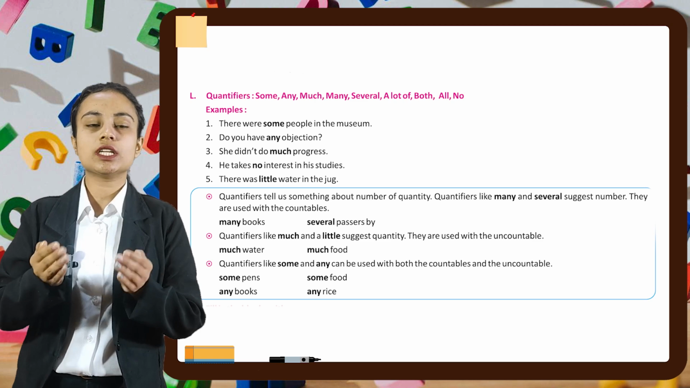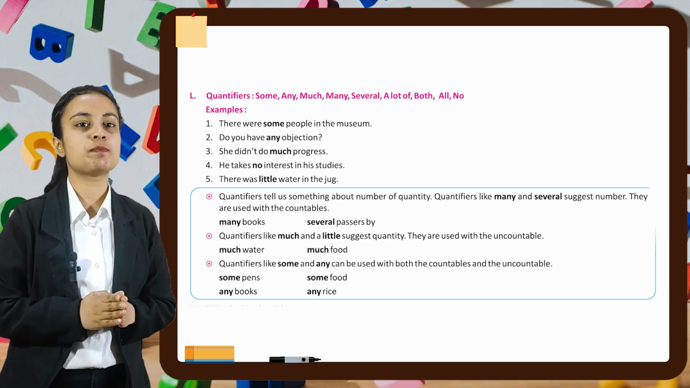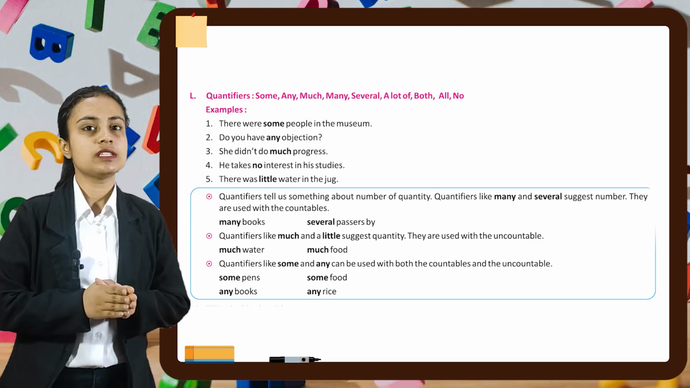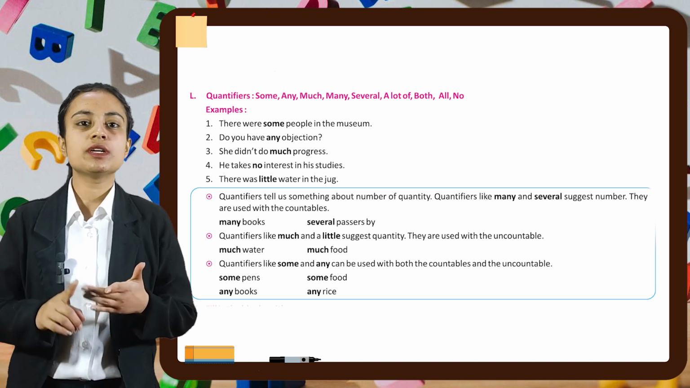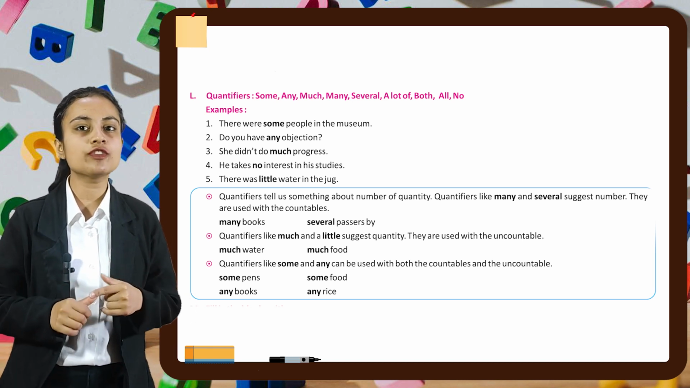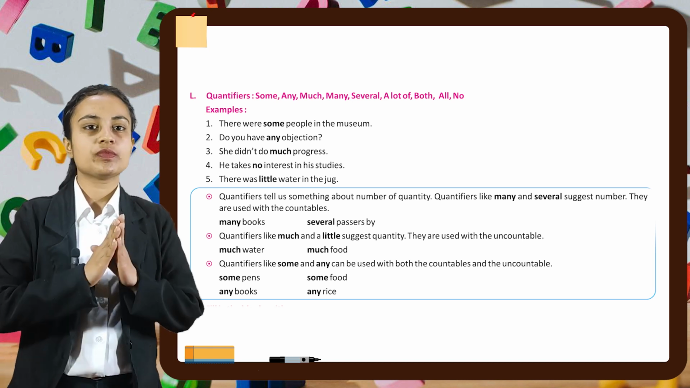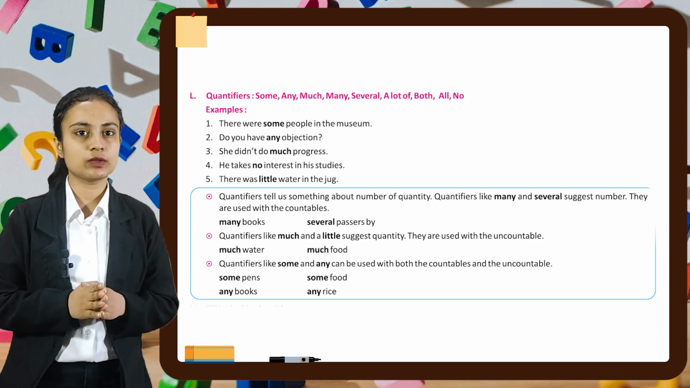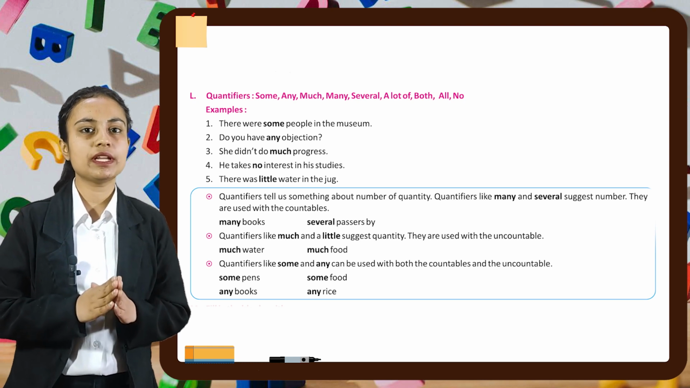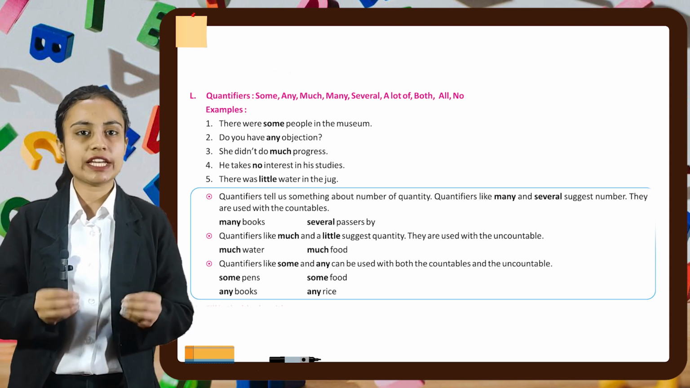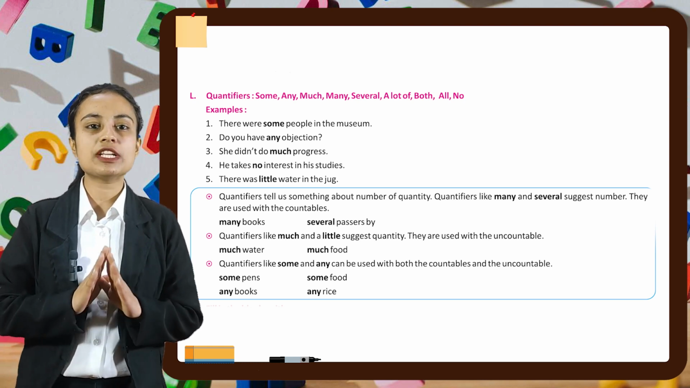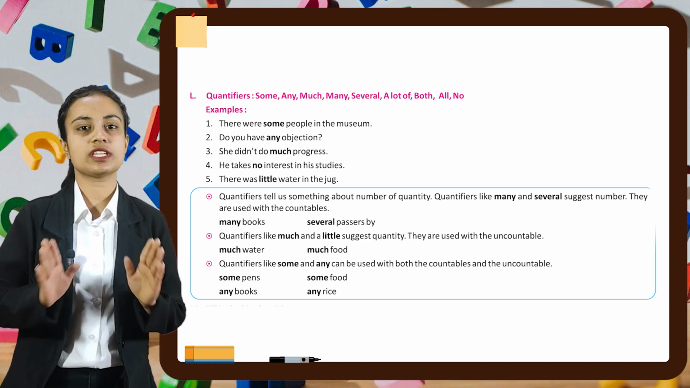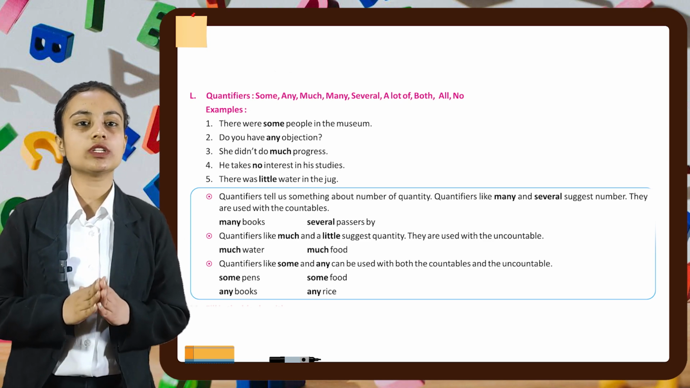Let's move on to another topic of this chapter, which is part L, quantifiers. Some, any, much, many, several, a lot of, both, all, no. These are some quantifiers. Let's see some examples related to that. There were some people in the museum. Do you have any objection? She didn't make much progress. He takes no interest in his studies. There was little water in the jug.